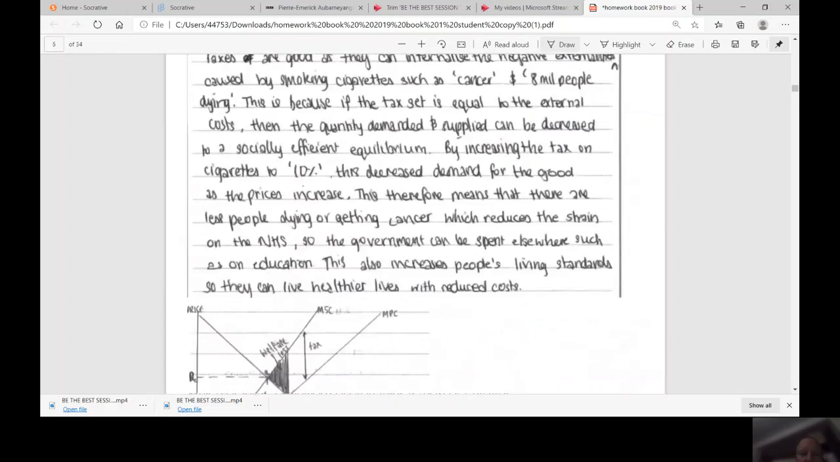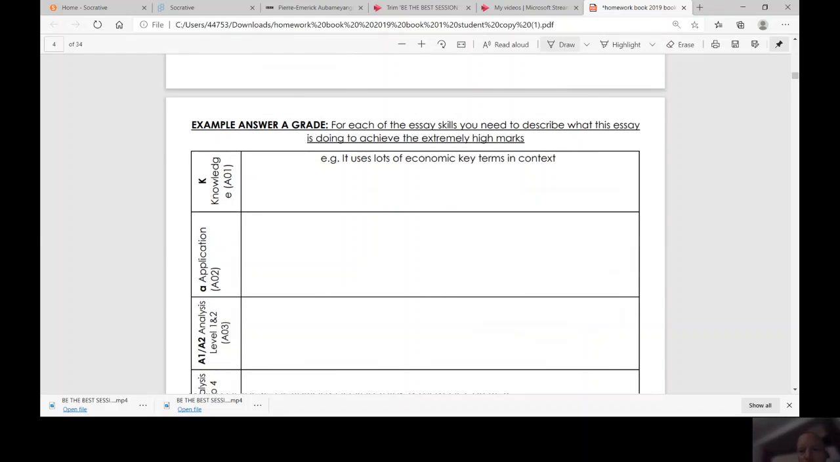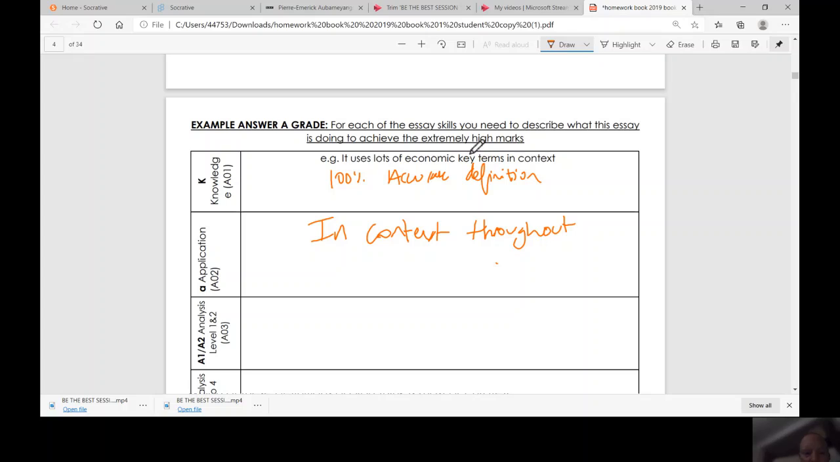So if we go back to the little section here, there is lots of key terms in context in the better answer, but the other key thing is 100% accurate definition. Okay, the application. So again, the second answer, which is the better answer, is in context throughout. And by that I mean that it just applies to the situation in every part.